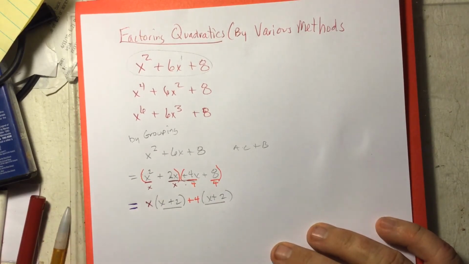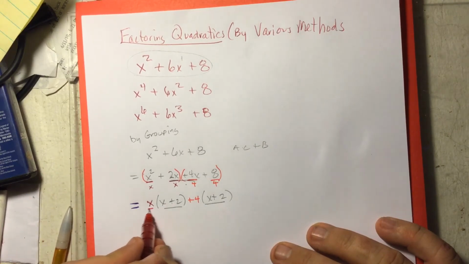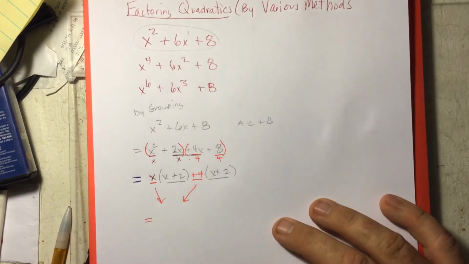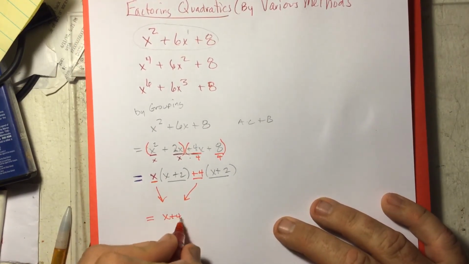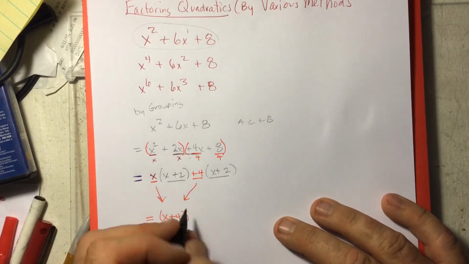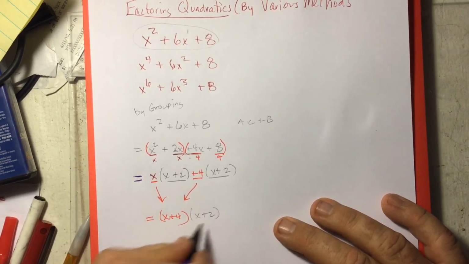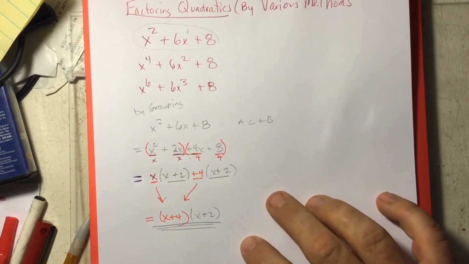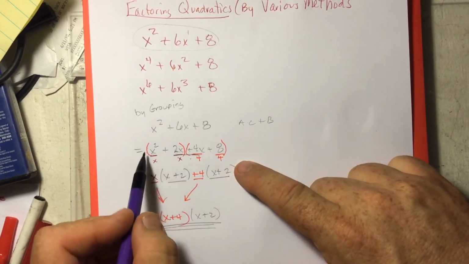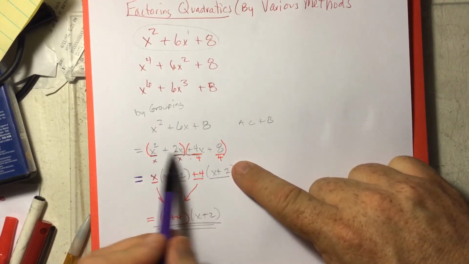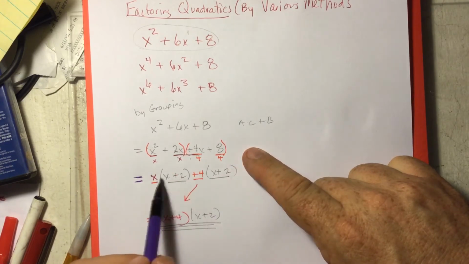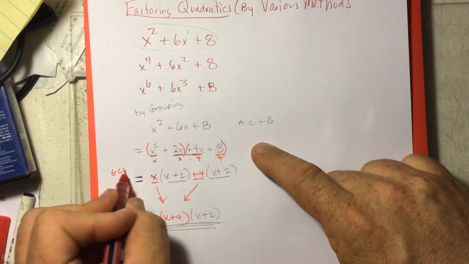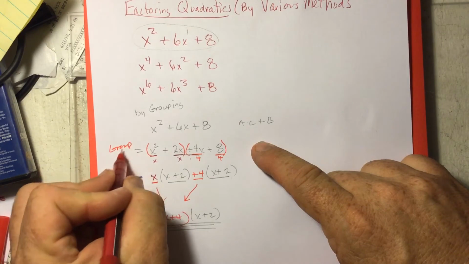And it's like we're undoing the distribution now. So now I'm going to take these two and bring them together. And I'm going to get x plus 4 and x plus 2. So it's called factor by grouping. We're grouping these into two different parentheses, and then we're factoring out the greatest common factor. This is where we factor out the greatest common factor. This is where we group.